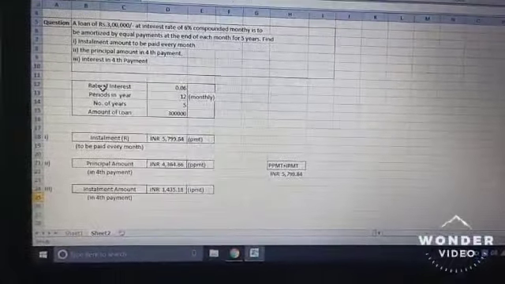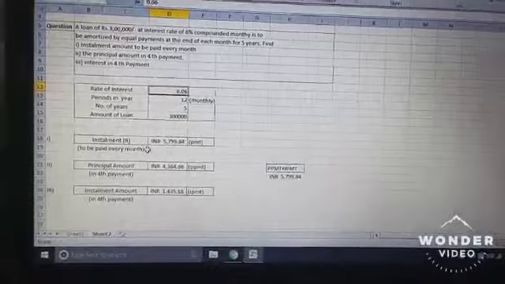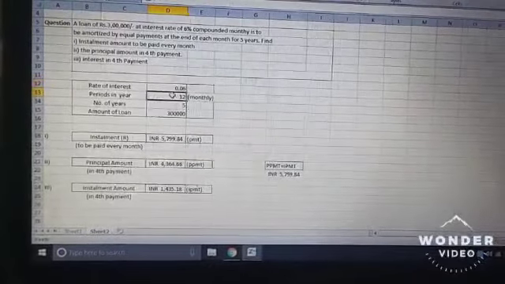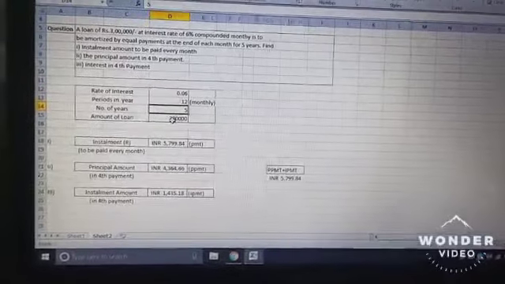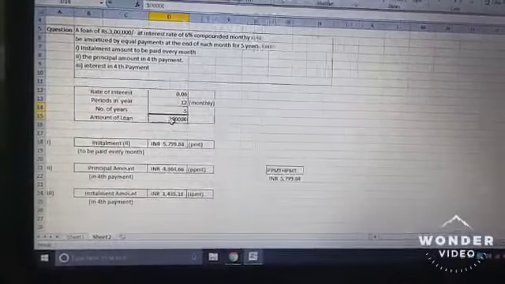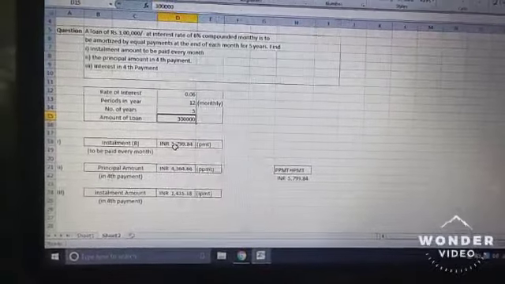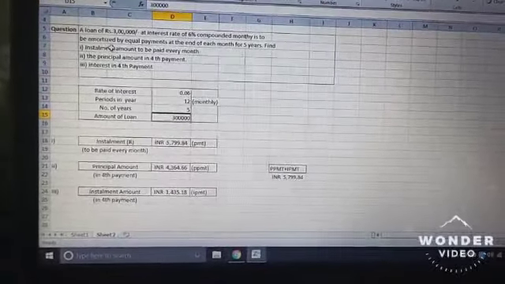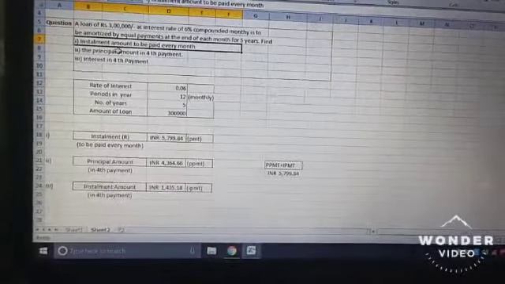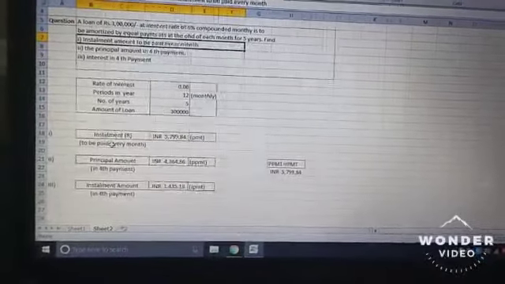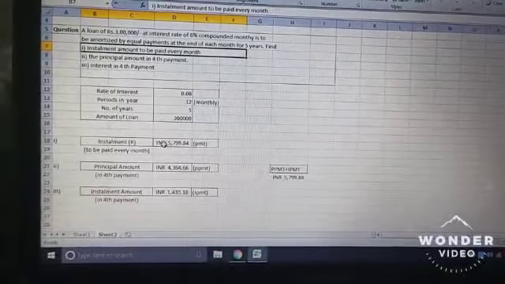Now to solve this question, first we will write the rate of interest, which is 0.06, periods in a year 12, number of years 5, amount of loan is 3 lakh. Now the first thing that we have to calculate is the installment amount to be paid every month. Installment amount is denoted with the symbol R.